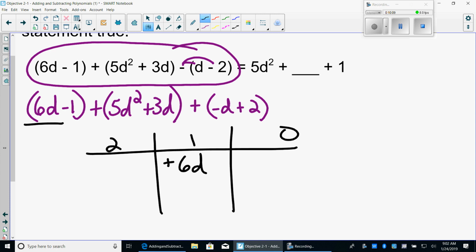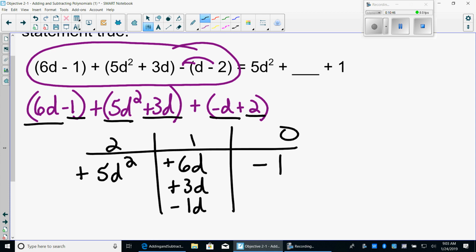That way, if you just get in the habit of just bringing down the number or the term or the variable, you might forget to bring down, for example, you might just bring down 1. Does that make sense? You got to make sure you bring down -1. That can mess you up, okay? So 5d squared goes in the 2 column. Positive 3d. Negative d goes in the 1 column, so that's negative 1d. And then 2 goes in the 0 column.